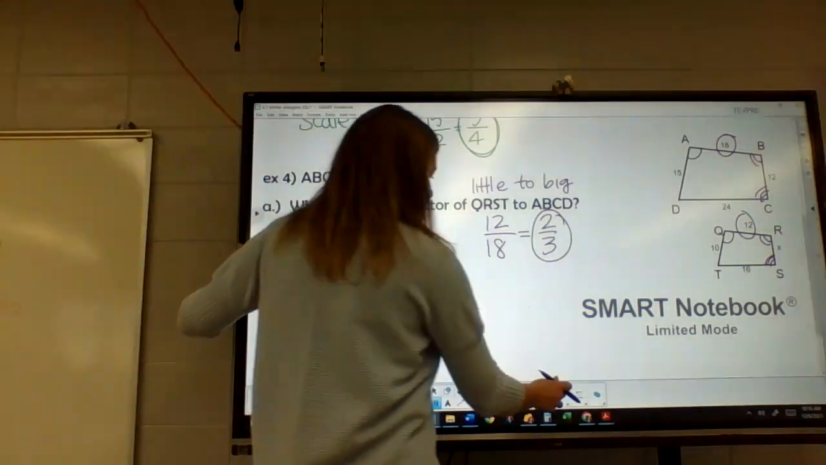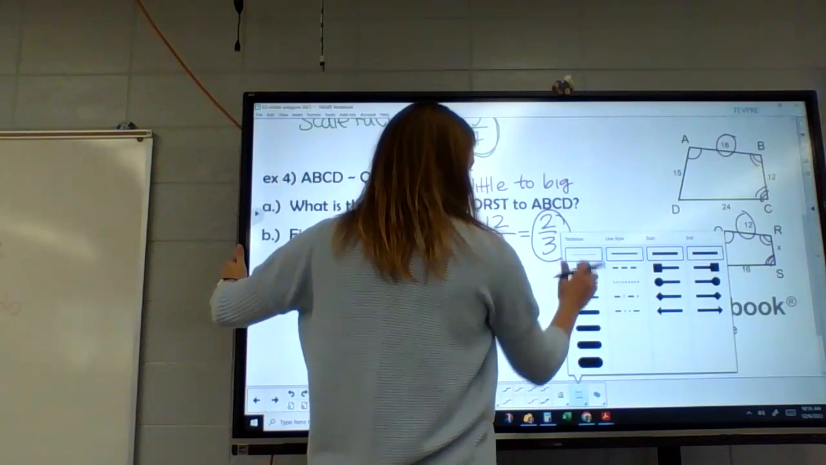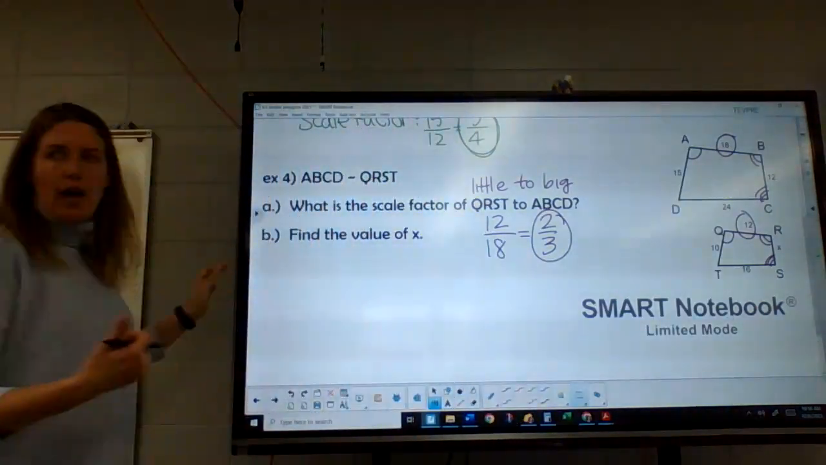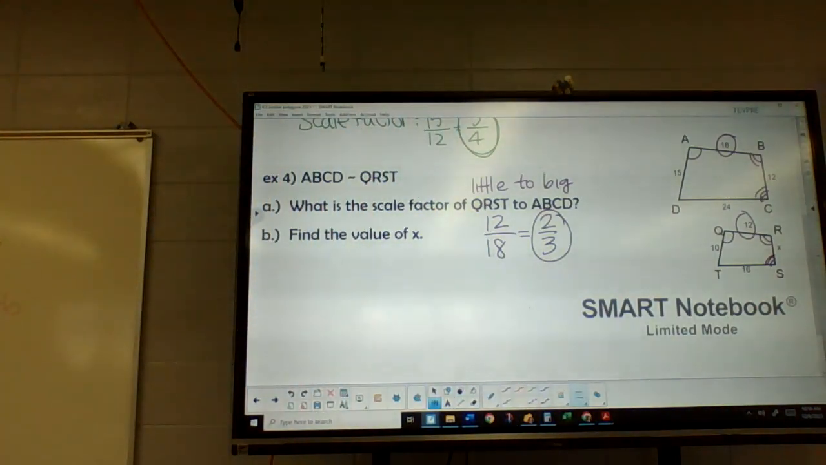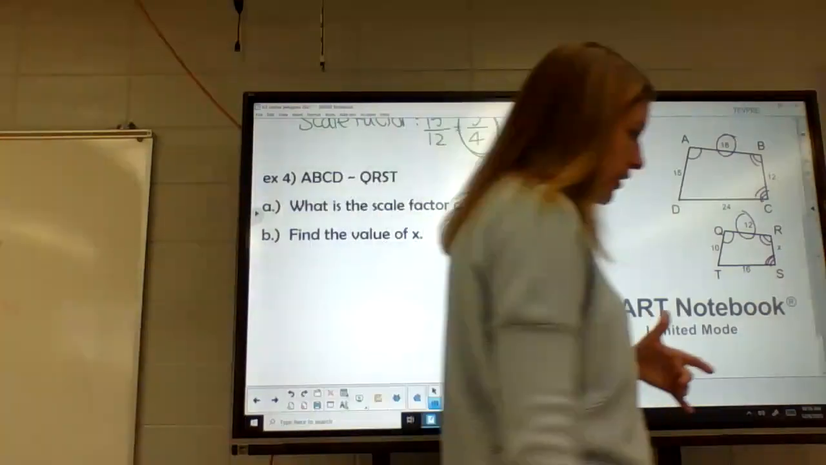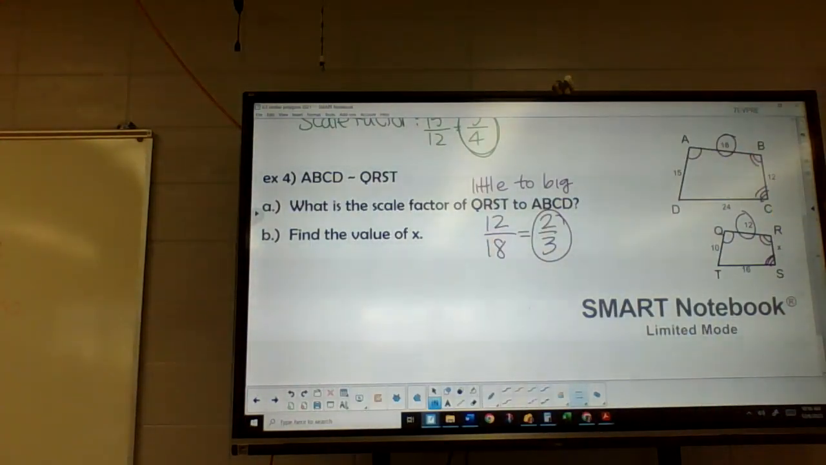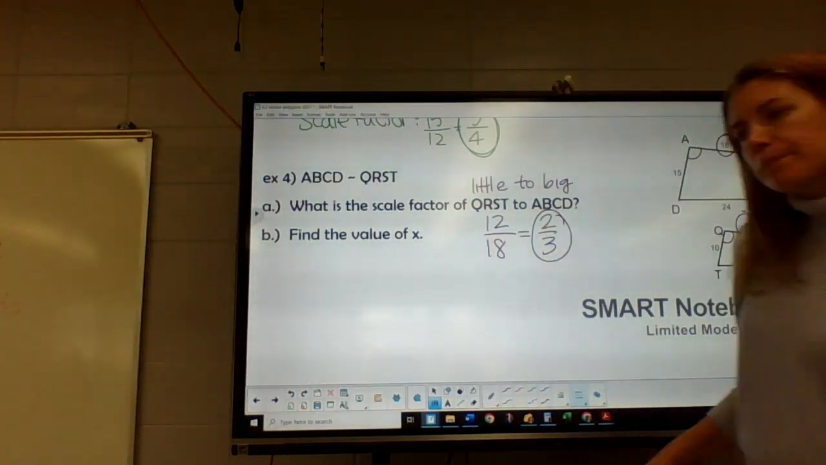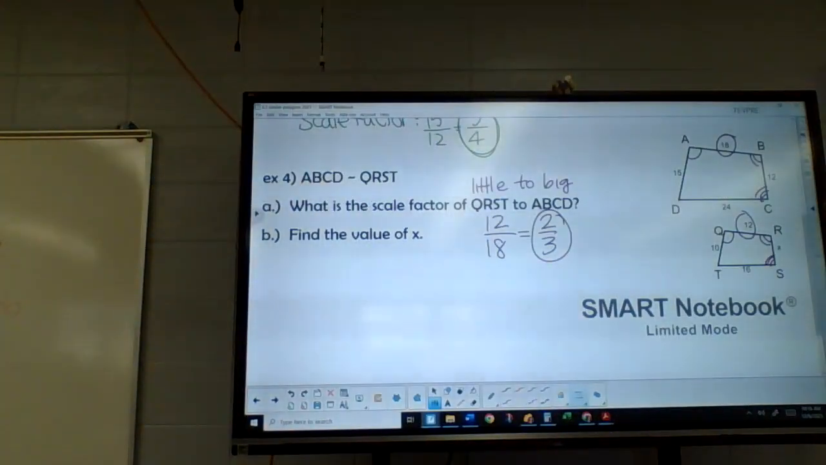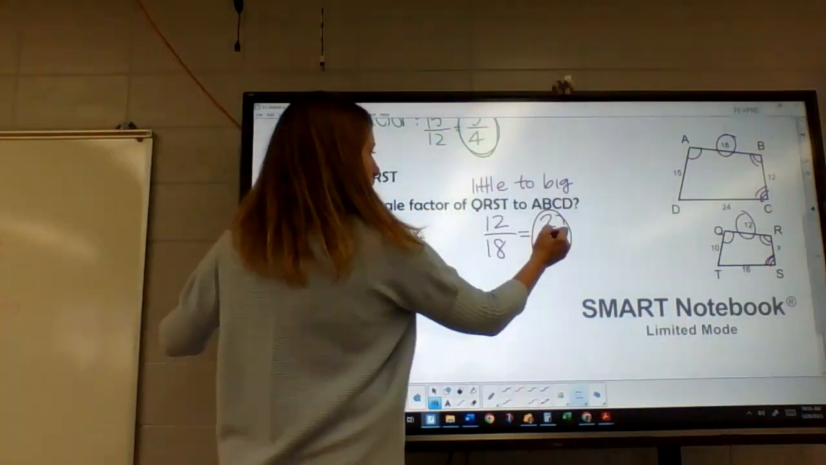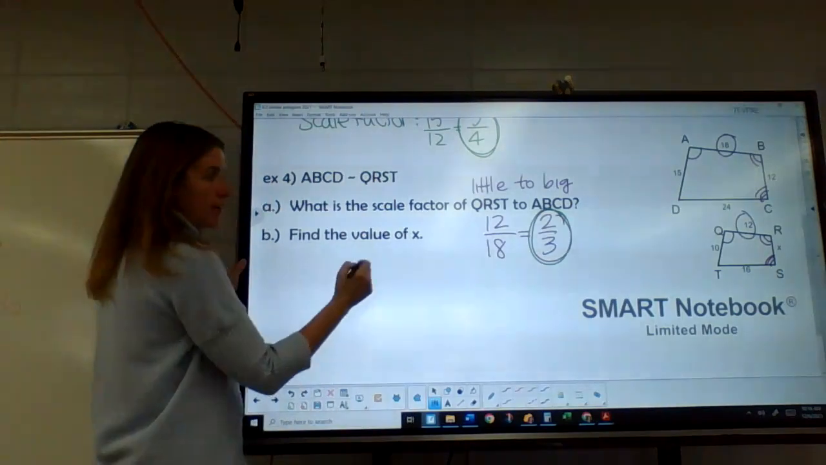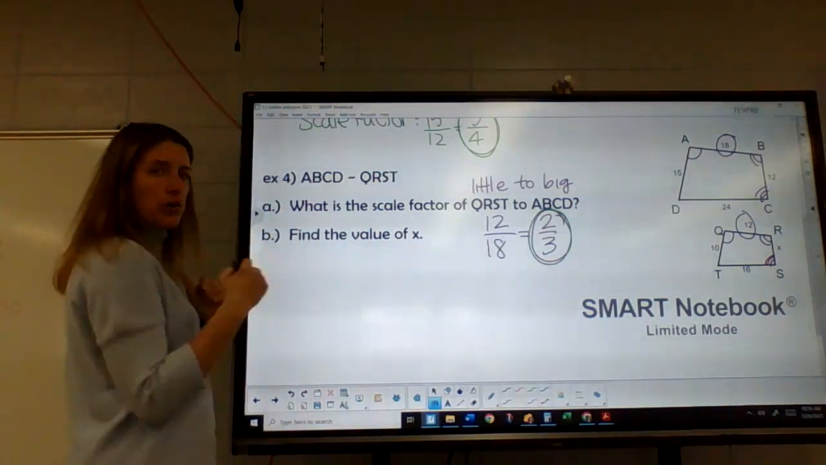So someone tell me the first part of the proportion they want to set up. There's lots of different ways to do it, so I don't want to grab one and assume you want to do it that way. What do we think? Zach, how'd you start yours? Because I see you started it. What'd you do? I made them equal those fractions. So he used the scale factor. You could either use the scale factor or you can use the side length.